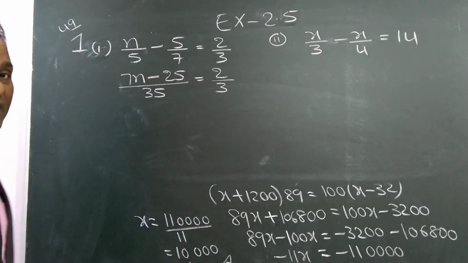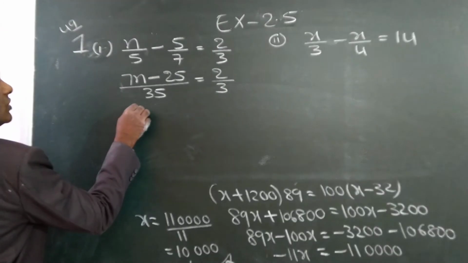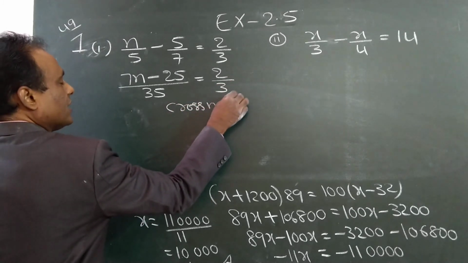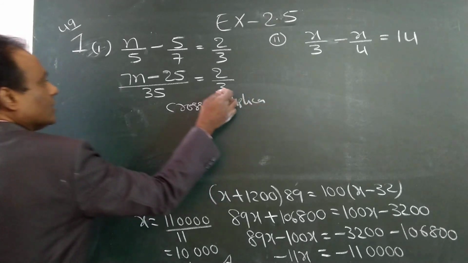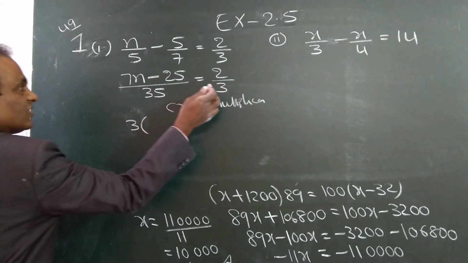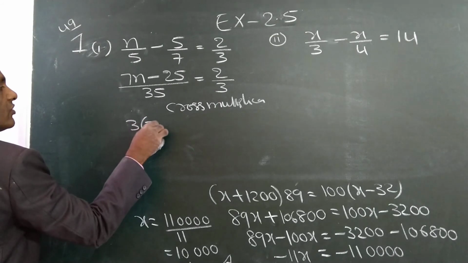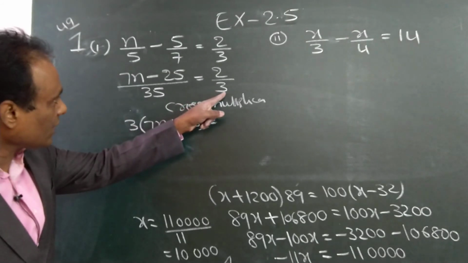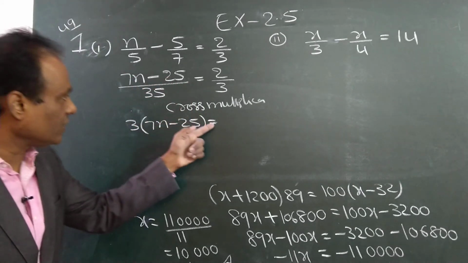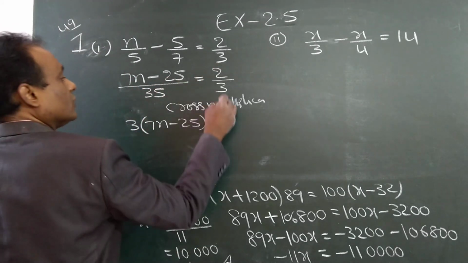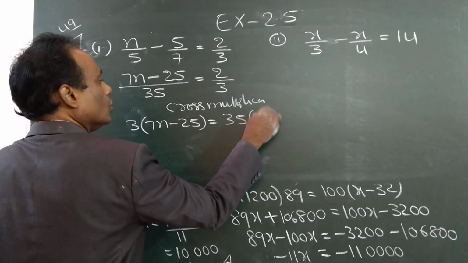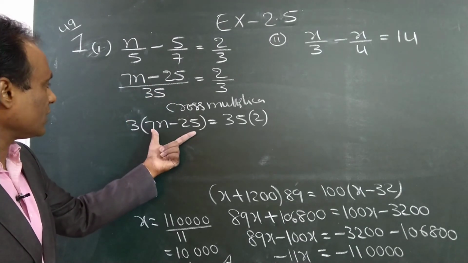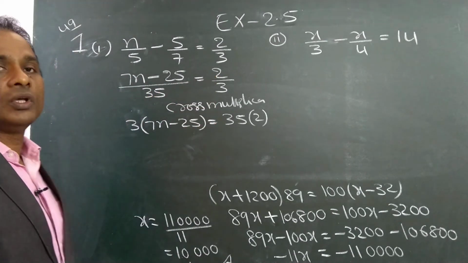Is equal to 2 by 3. Cross multiplication. See here, when two fractions are equal, we can cross multiply. 3 into 7n minus 25. Cross multiplication means 3 into 7n minus 25 is equal to 35 into 2. This is called cross multiplication. So 3 into 7n minus 25 is equal to 35 into 2.